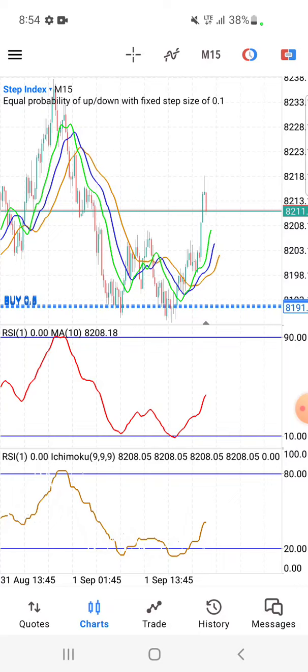So as usual, I'm going to give you guys the settings like I said earlier and how this strategy works. I'm going to give you a detailed explanation on everything.